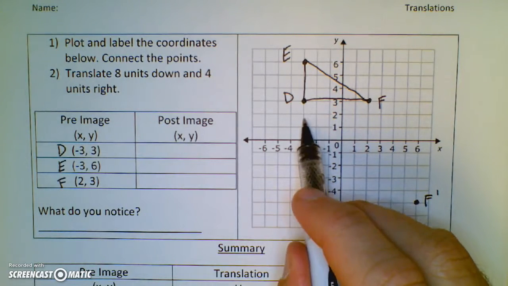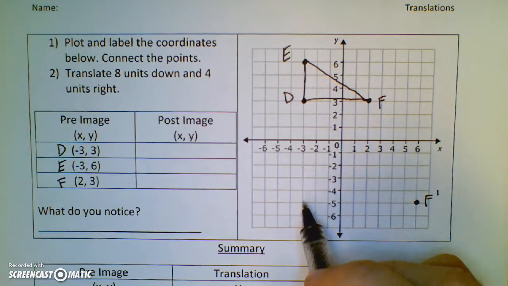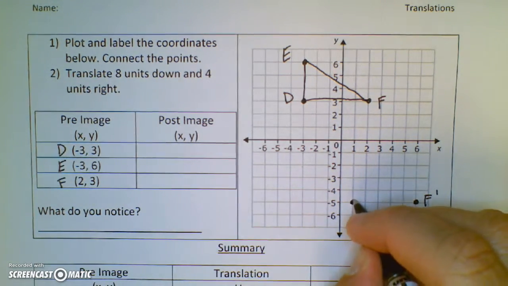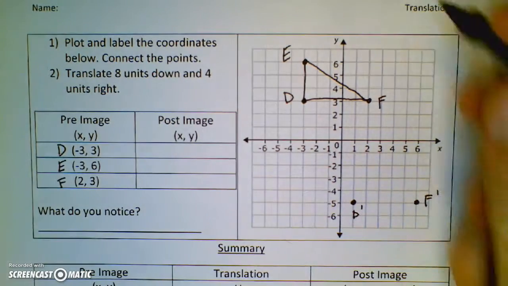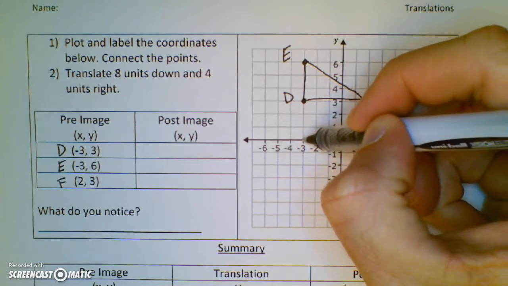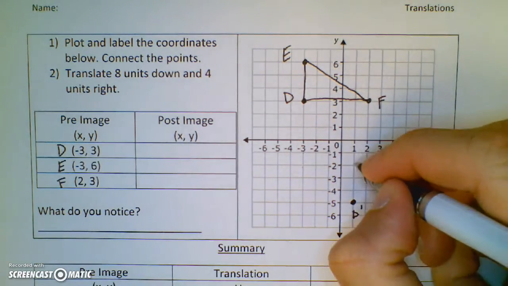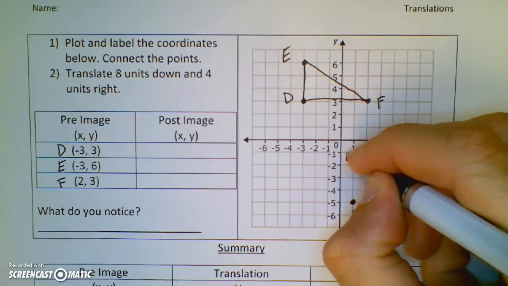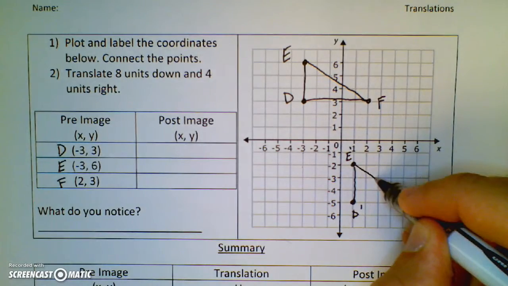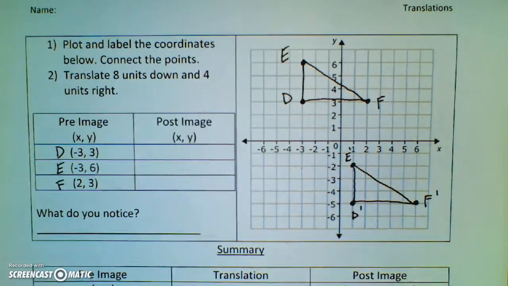Starting at D, 1, 2, 3, 4, 5, 6, 7, 8, and 4 units to the right. 1, 2, 3, 4. D prime. And now E, 1, 2, 3, 4, 5, 6, 7, 8. 1, 2, 3, 4. E prime. If I did this right, I should see a triangle that looks exactly the same as the one above. And it does.